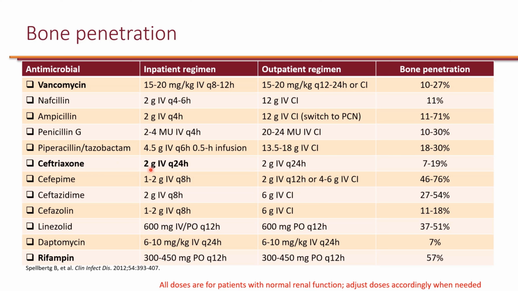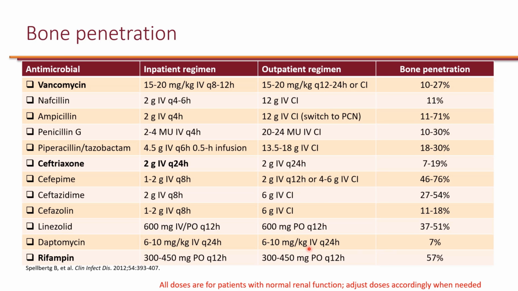Now, ceftriaxone, it's really important to keep in mind that the usual dose of ceftriaxone is 1 gram once a day. Because of its poor bone penetration, typically less than 20% of it gets to the bone, so it is recommended to use a higher dose of 2 grams once a day when it comes to osteomyelitis.